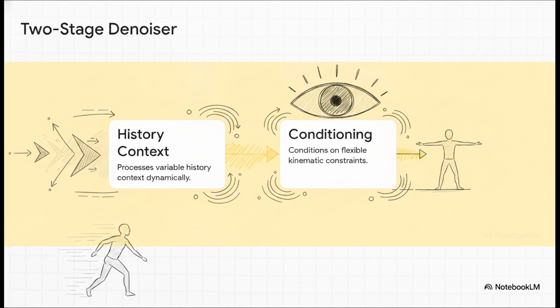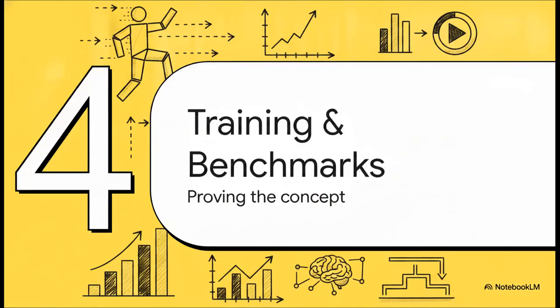Then, in step 2, it conditions that prediction on flexible long-horizon kinematic constraints. So it effectively looks at the past, looks way into the future at your desired goal, and then perfectly denoises, or refines, the current frame of motion to smoothly connect the two. It's brilliant. That brings us to section 4, training and benchmarking.